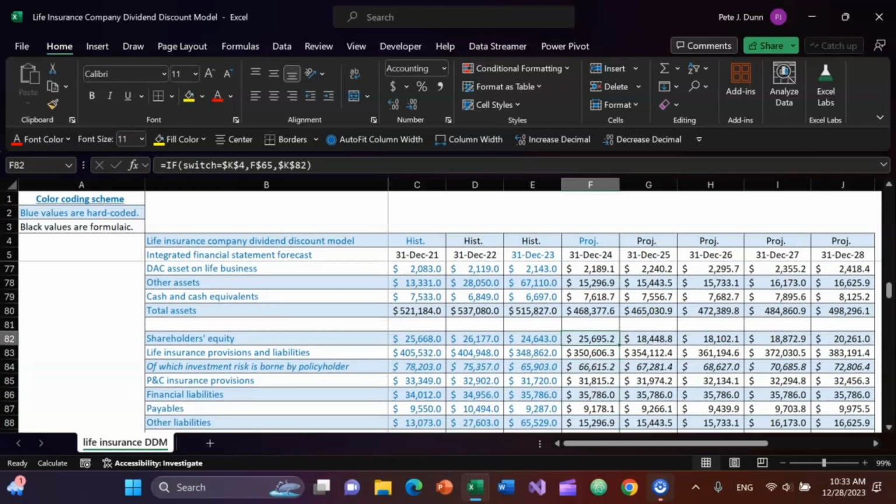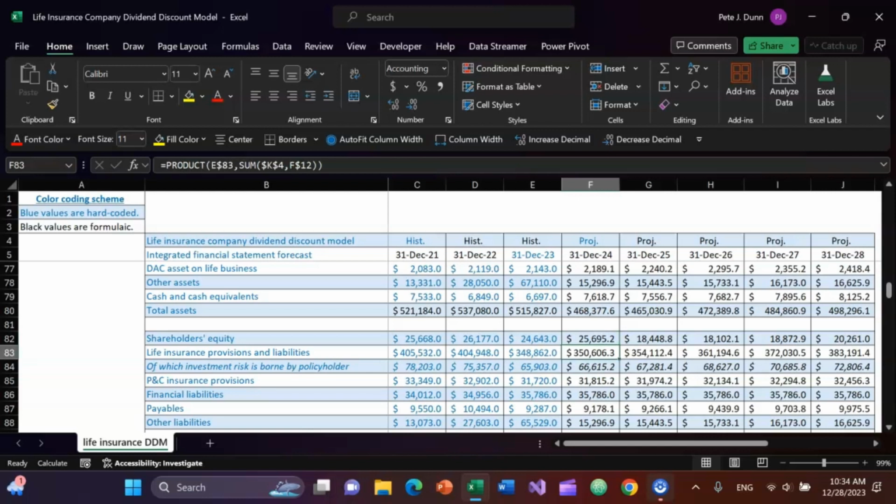Shareholders' equity. If the switch is on, it'll reference F as in Foxtrot 65. Otherwise, K as in Kilo 82. This is one of the ways I deal with the intentional circularities, is you can turn the shareholders' equity on and off. So if your model starts erroring out where there's a bunch of hashtag REF errors, you can switch this on and off to resolve that.